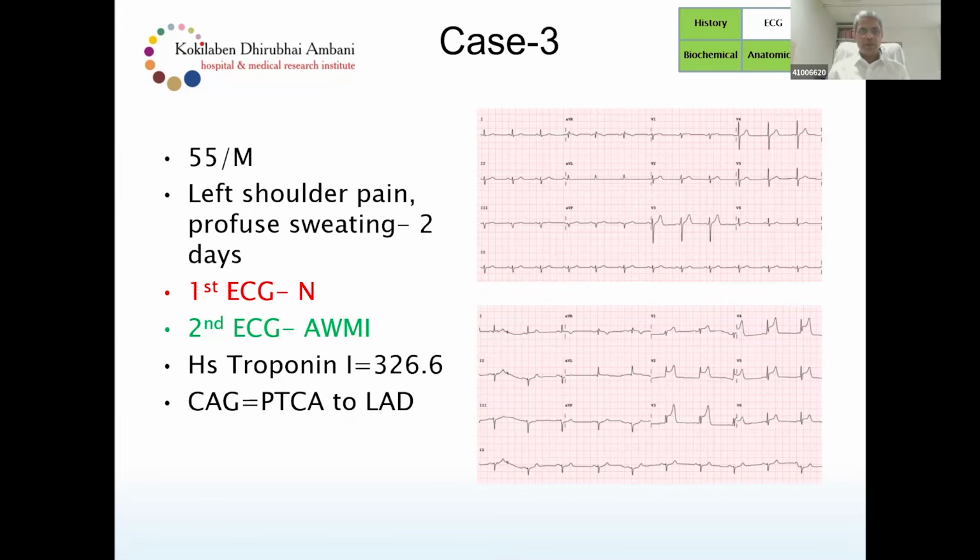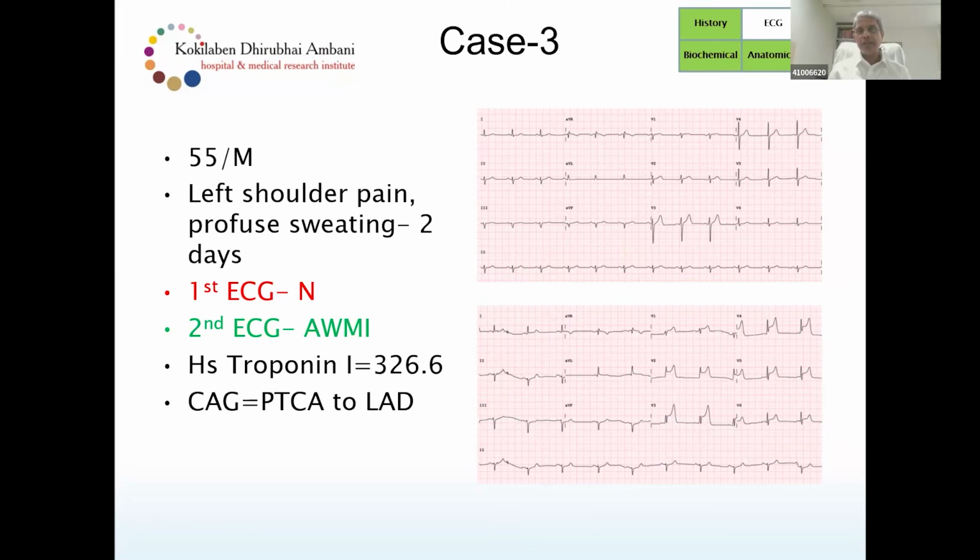So we take another case of a 55-year-old male. He presented with left shoulder pain with profuse sweating for 2 days. The first ECG is normal. You can see the first ECG on the screen. It is normal. And after 1.5 to 2 hours, we do a second ECG and it shows an anterior wall MI. So even the ECG can be misleading.